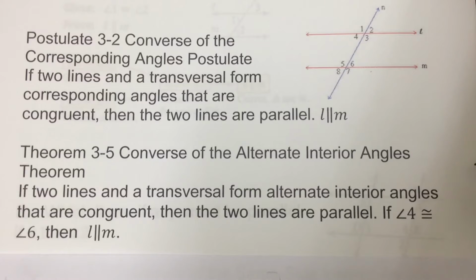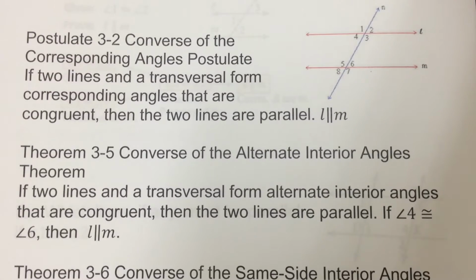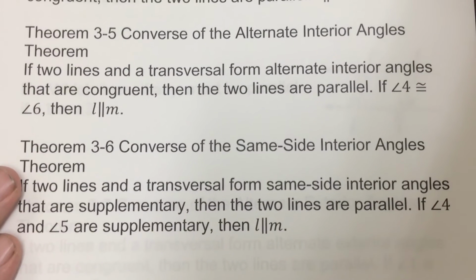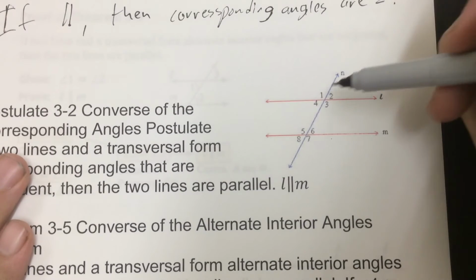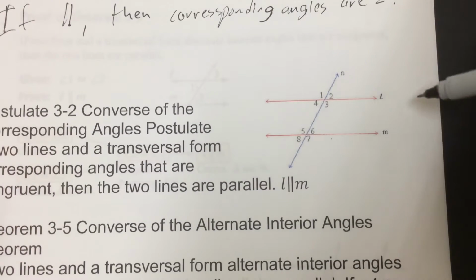Converse of the alternate interior angles theorem. So if the alternate interior angles are congruent, then the two lines are parallel. So if we know, say, 4 and 6 are congruent, then we know L and M are parallel. And lastly here, theorem 3.6, which is the converse of the same side interior angles theorem. So if same side interior angles are supplementary, then we know the two lines are parallel. So if we go back up here, if we know, say, 4 and 5 are supplementary, then we know L and M are parallel. And that's what we're dealing with.